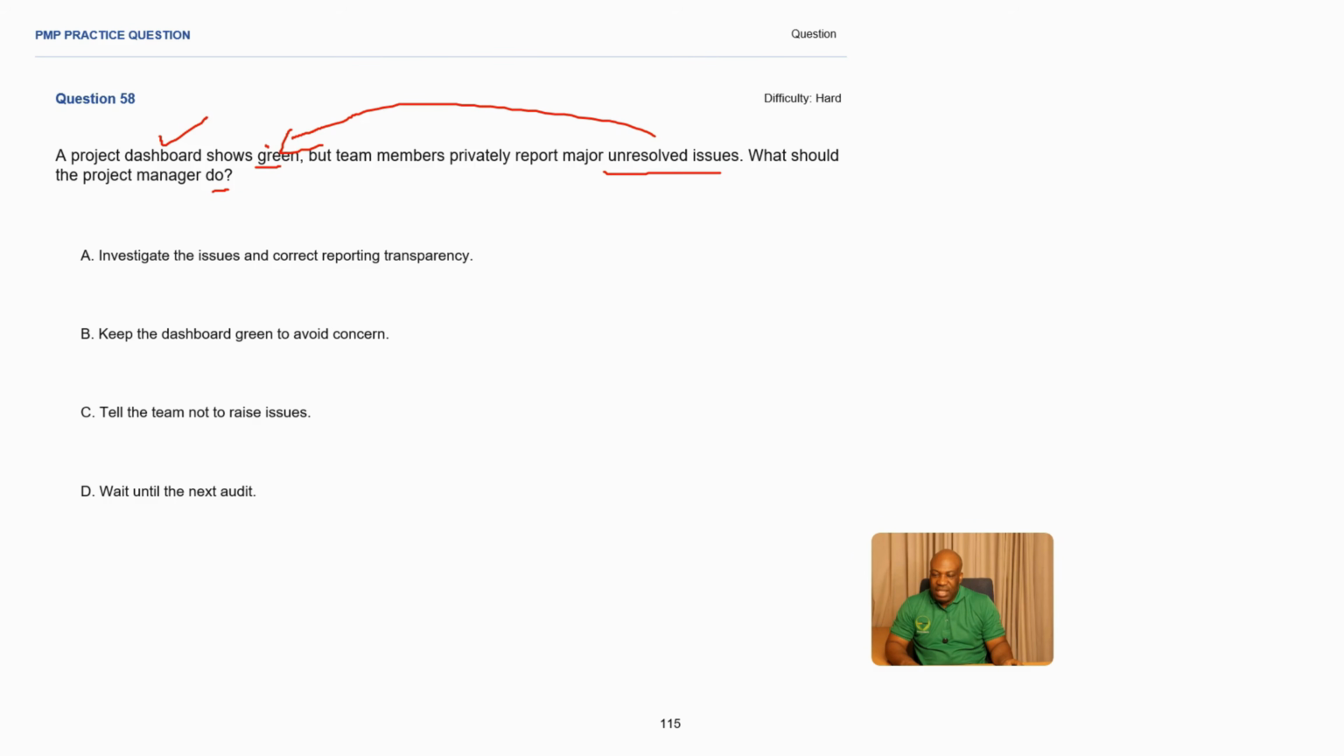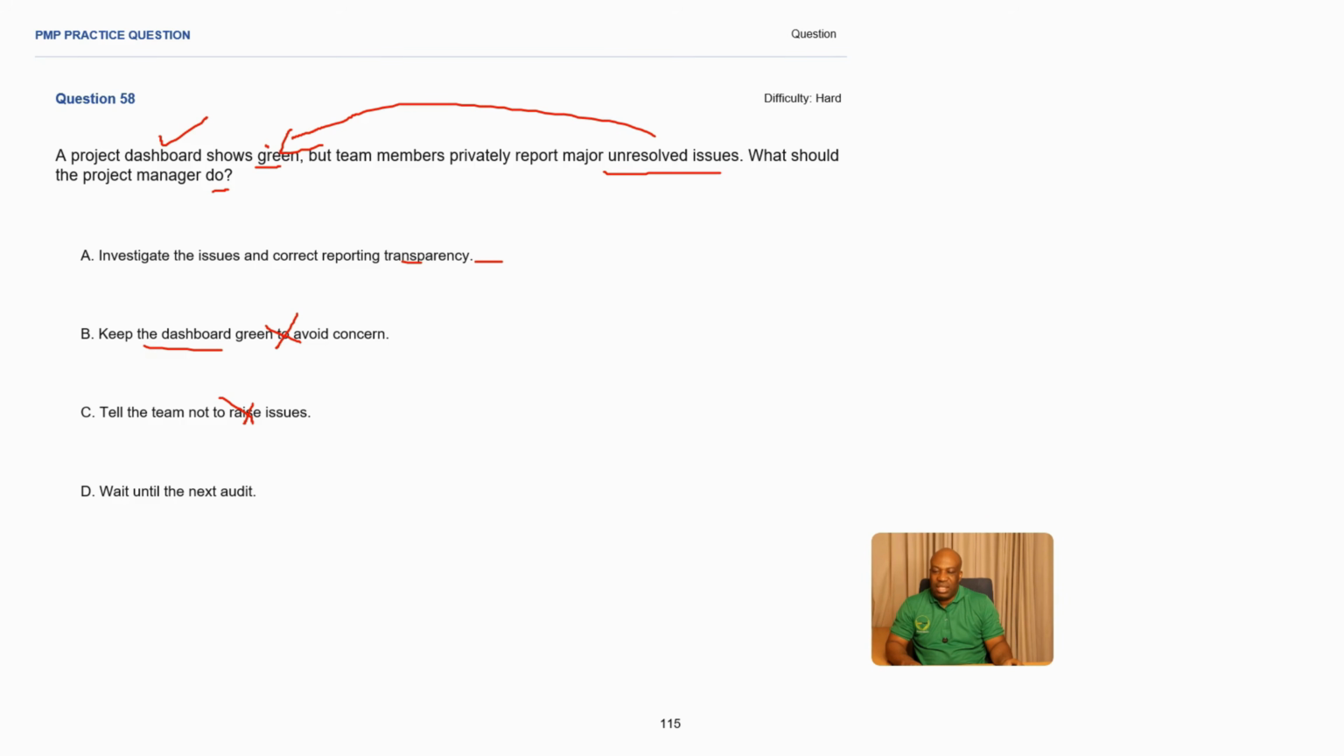A, investigate the issue and correct reporting transparent. Okay, I like the word transparent here. Keep the dashboard green to avoid concern. This is not ethical. As a project manager, you're supposed to be honest and transparent, making this one incorrect answer. Tell the team not to raise issues. The team is supposed to raise issues. Resolve the issues. It's better to resolve them early than to resolve them late, making this one incorrect.